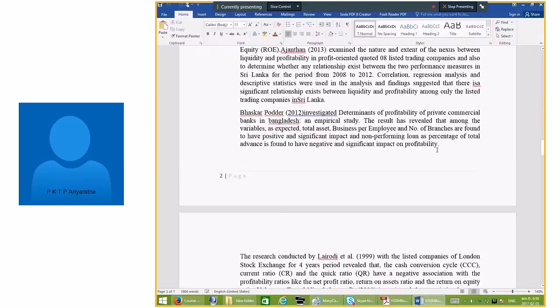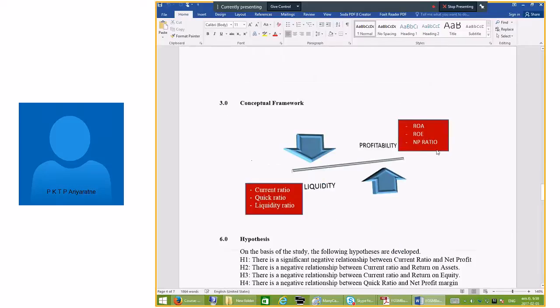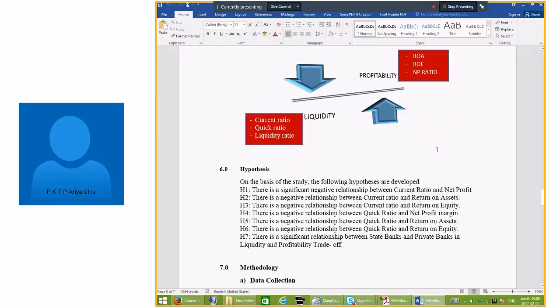Research problem: banks are responsible for managing an ideal liquidity position to measure the liquidity risk while maximizing the wealth of the stakeholders. The higher the liquidity, the lower the investments, and so the profitability. Poor working capital management may lead to survival problems. However, the banking environment has presently changed rapidly with innovations, technological improvements, etc. There are many avenues for banks to increase their profit level.